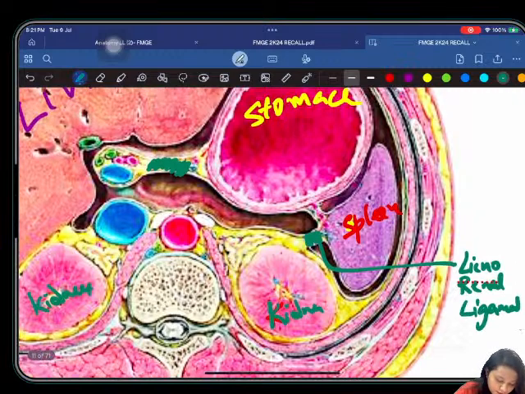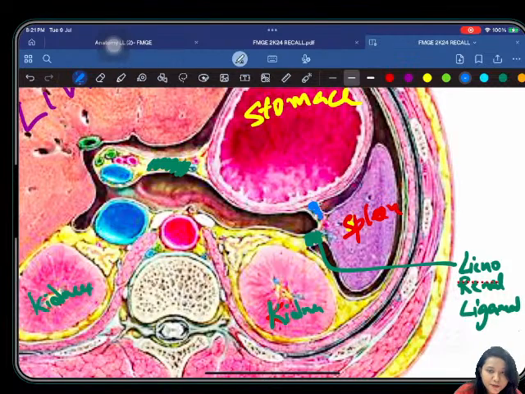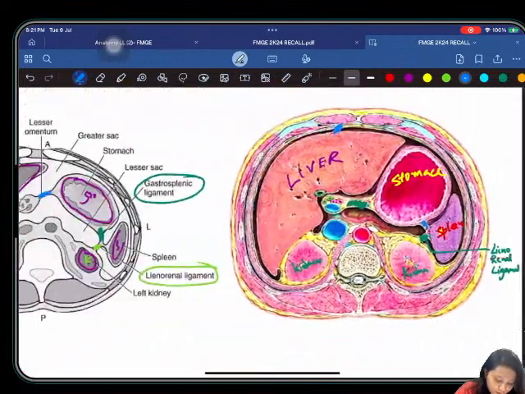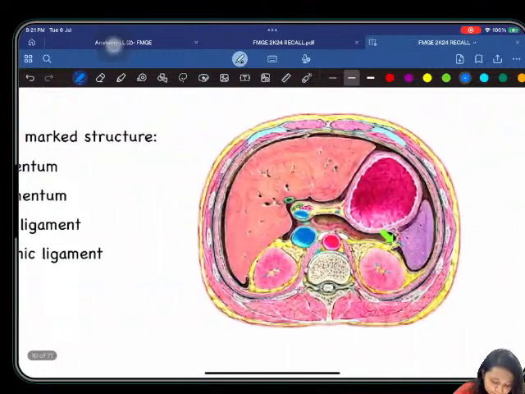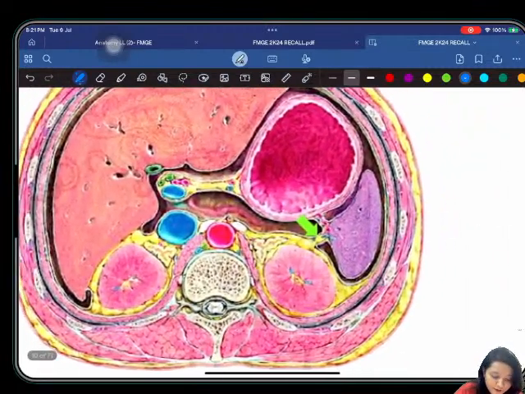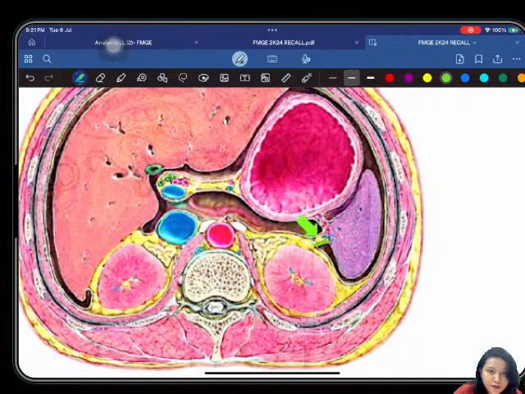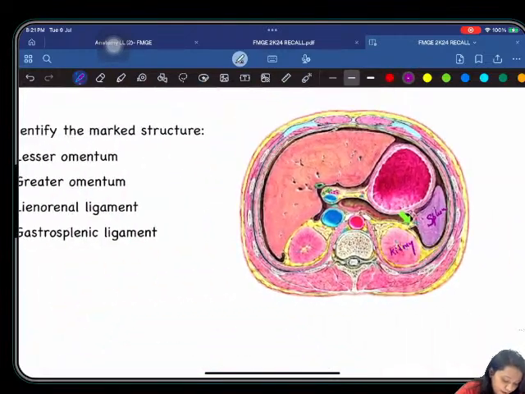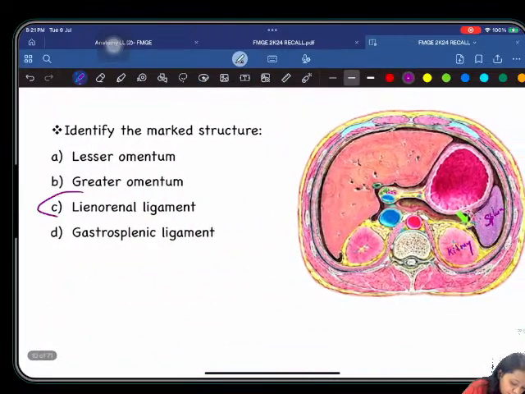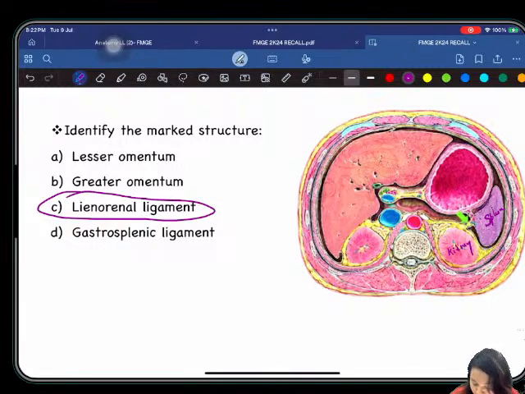And you can also see a gastrosplenic ligament here. So if you go back and see here, they have marked this area, and this area is your lienorenal ligament. Because you can see the spleen, and this is the kidney. So in between these two, the ligament will be the lienorenal ligament. So the answer will be lienorenal ligament.